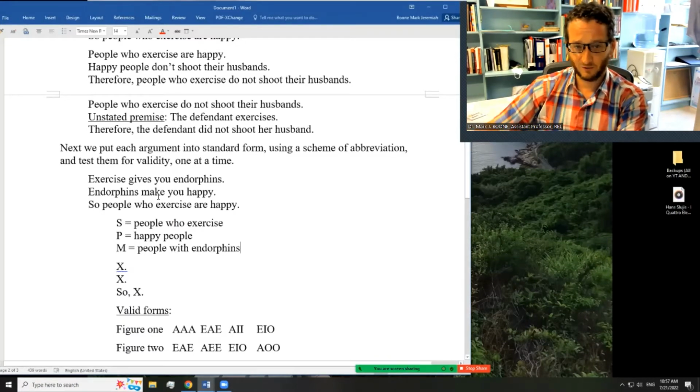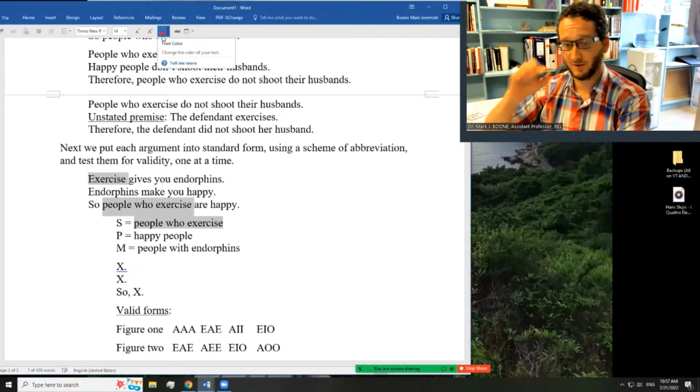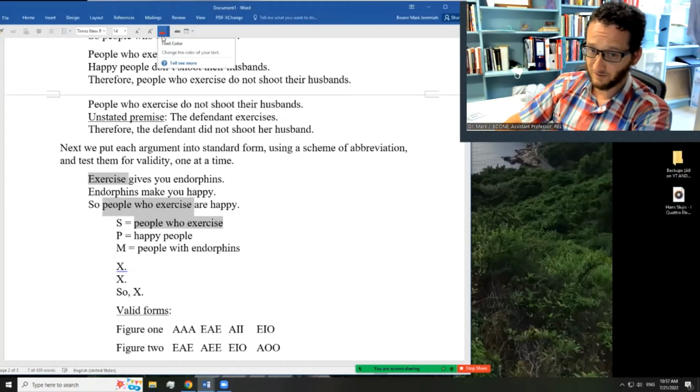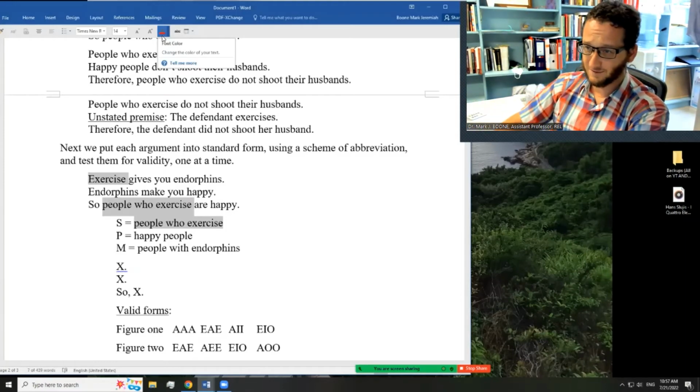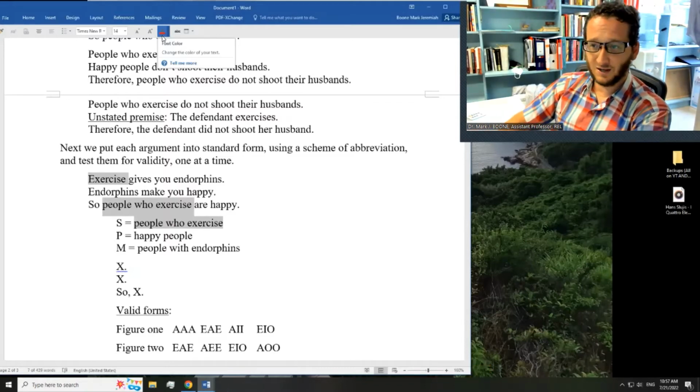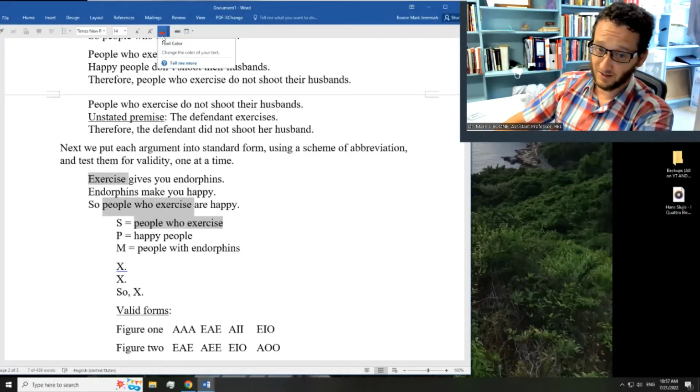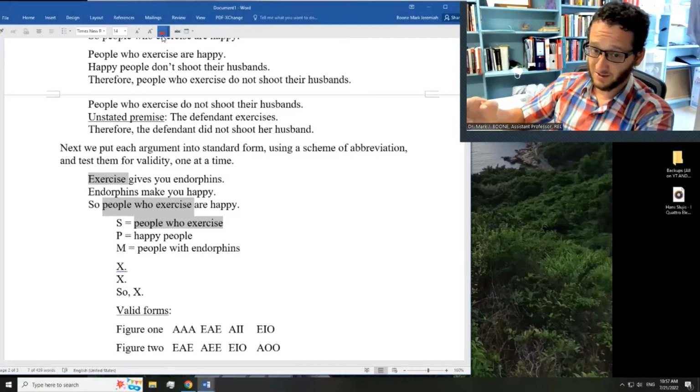And again, to review what rookie mistakes to avoid, if you're thinking people who exercise is the term given in the conclusion, but you're thinking the first premise doesn't say people who exercise, it just says exercise gives you endorphins. How do you translate a sentence like exercise gives you endorphins into standard form? E equals exercise, D equals endorphins, E gives you D or something like that? No, that's not standard form. All things that are exercise are things that give people endorphins would be fine for putting that into standard form, but it doesn't fit in with the rest of the argument.